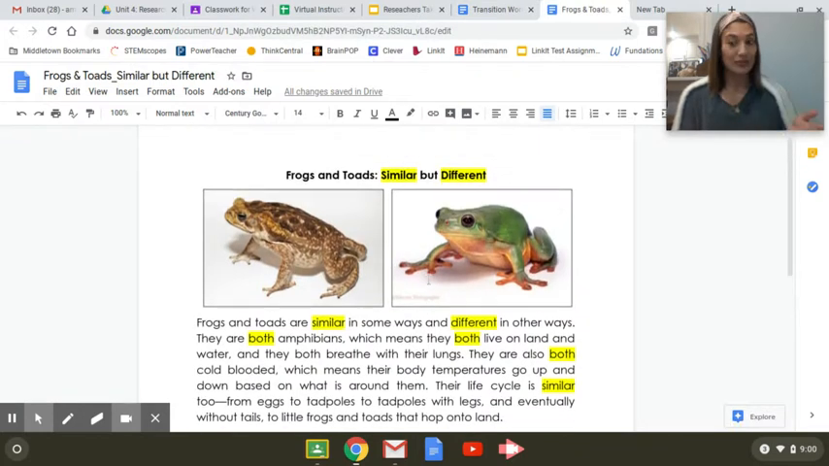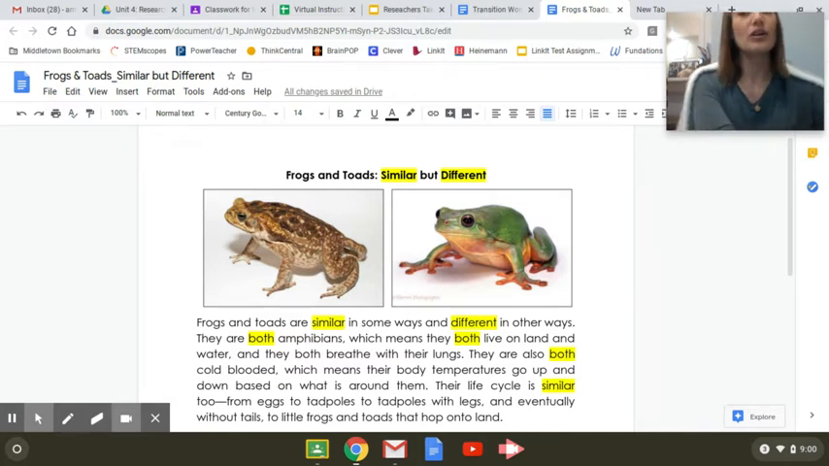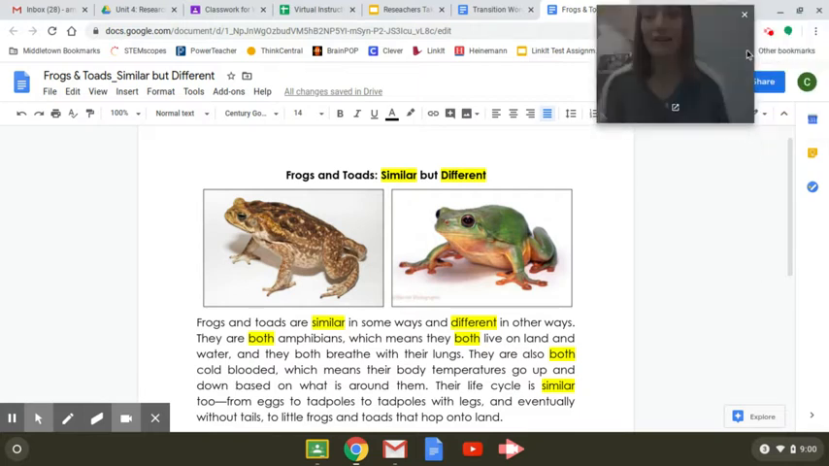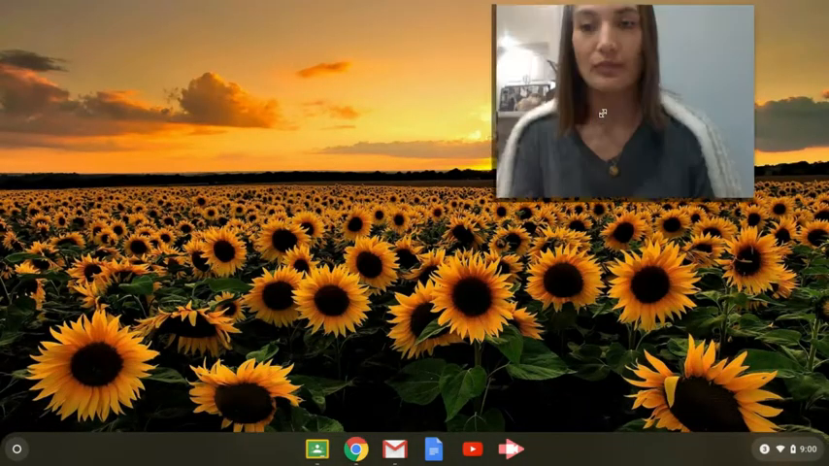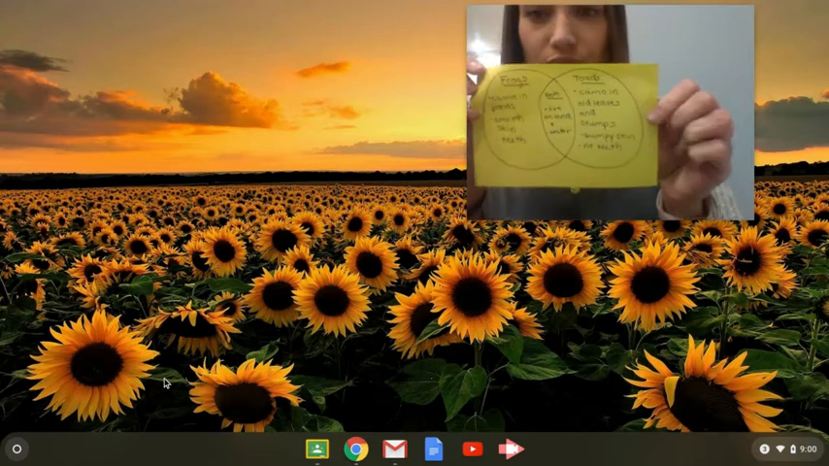Now that we know it's a compare contrast text structure, I can take notes that represent that. Do you guys remember when we talked about a Venn diagram? That's when it's like the two circles. Well, I already took notes on this article using my compare contrast text structure, which is a Venn diagram, to take my notes. So let me show you.